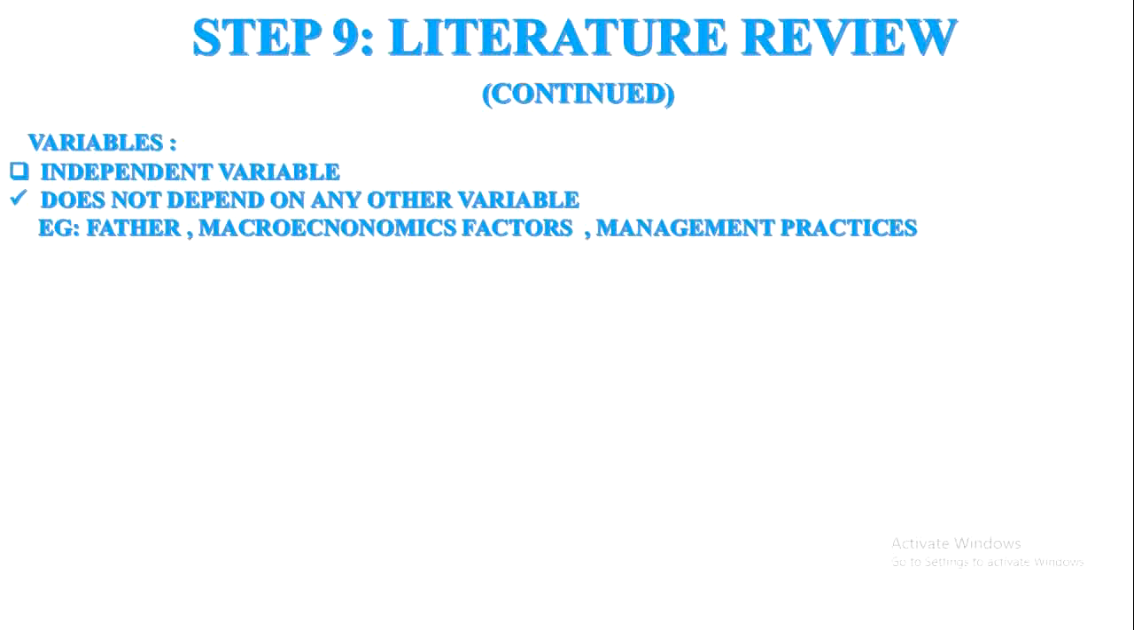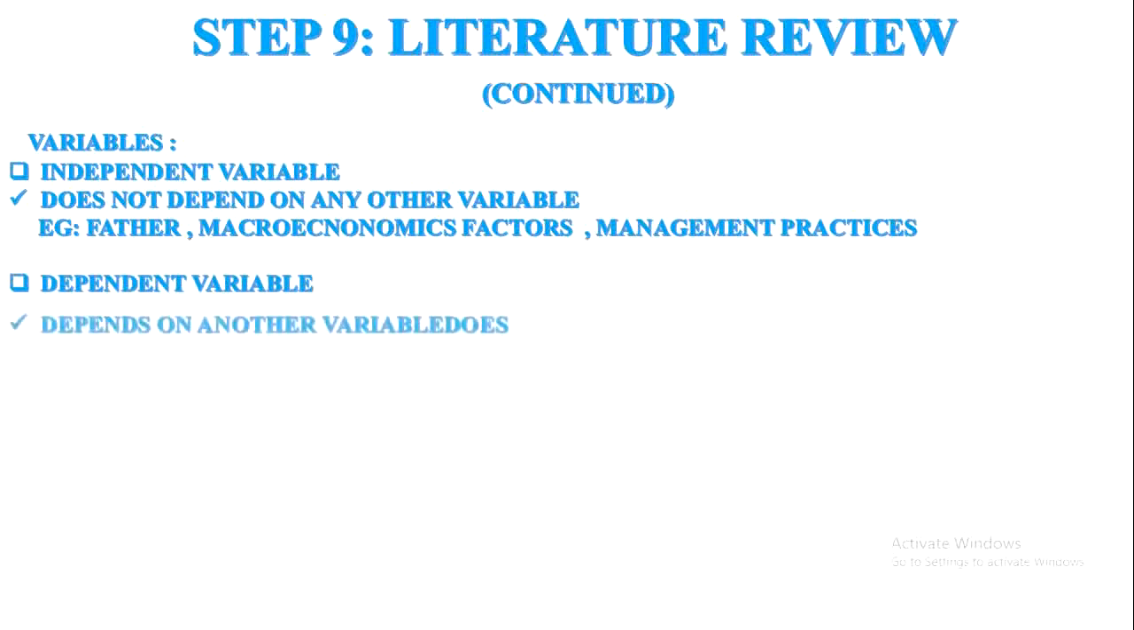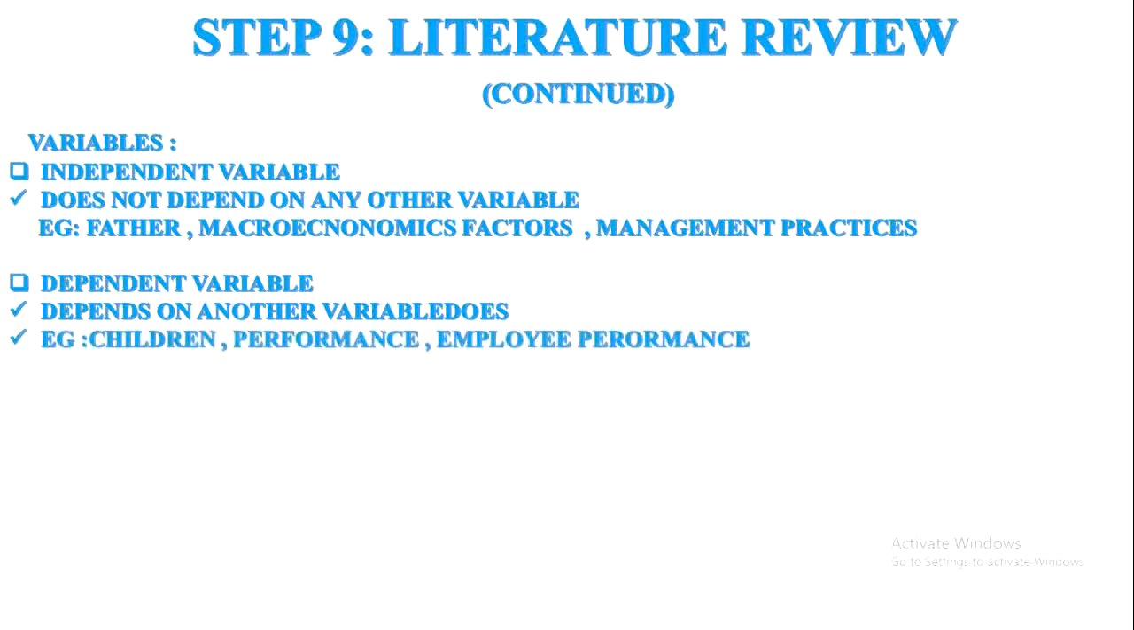So these are prime examples of your independent variable. Then comes your dependent variable. It's a variable or a factor which depends on other variables or factors, or it depends on other variables for what it does. Let's take examples: children performance, employee performance. These are examples of dependent variables.